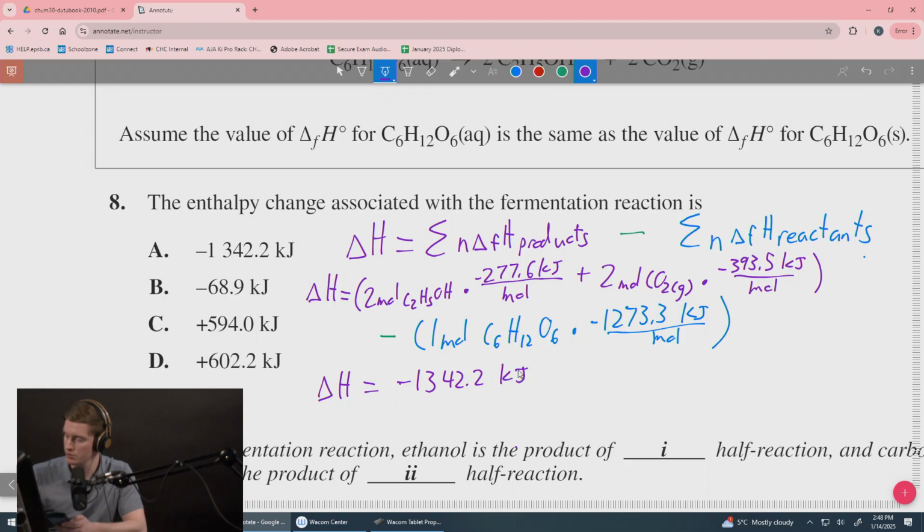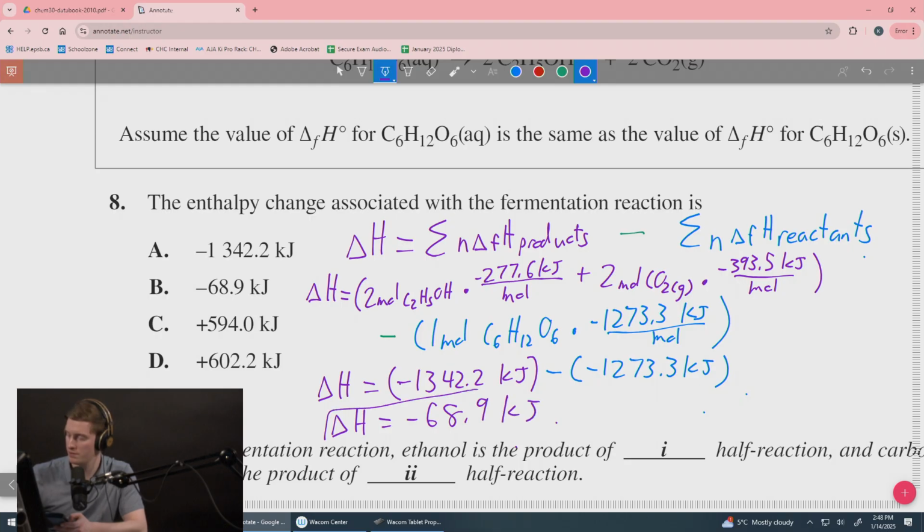1,342.2 kilojoules. Minus your reactants, I'll put those in brackets here, which is negative 1,273.3 kilojoules. And you're going to end up with an enthalpy change of negative 68.9 kilojoules. That would be our enthalpy change there. Found it using Hess's law.